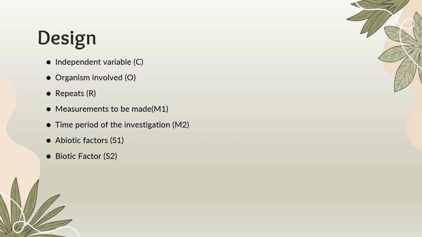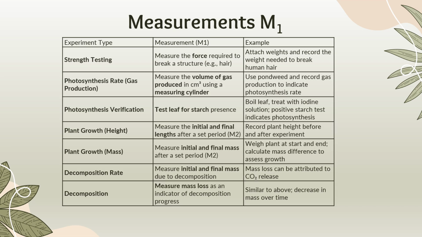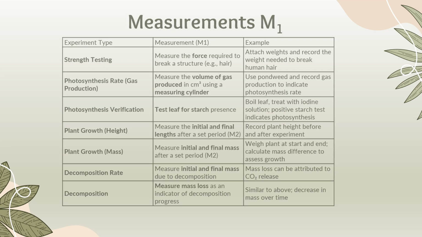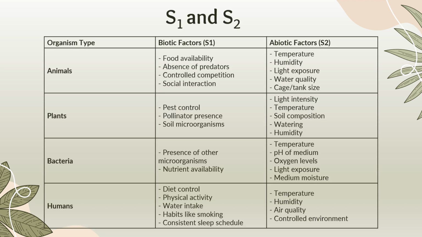M1 is the measurements you need to make. For example, measuring the volume of oxygen produced. M2 is the time period of the investigation, like how long it will be conducted for. For example, 3 weeks or 3 hours. S1 and S2 are control variables related to the organisms or the environment. For example, the type of food or the temperature. Students may struggle with the measurements and control variables, so we'll briefly show this table which contains possible measurements you may need to make. We will be uploading a file in the description below which will contain even more information for this as well as detailed formats that we have covered in this video. Be sure to check it out.